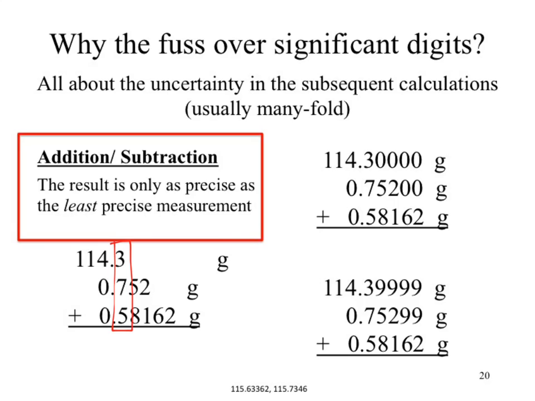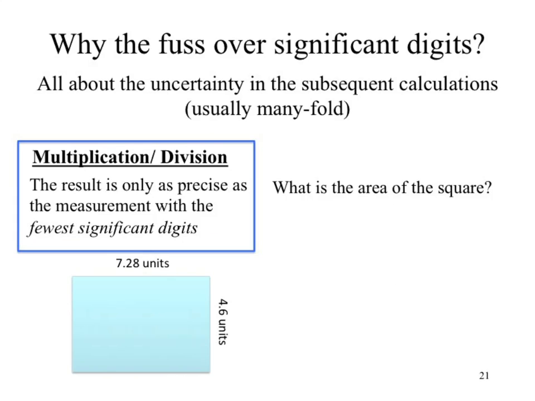Okay, what makes this even trickier? Well, multiplication and division, of course, is a different rule set. For those of you that can't see the box very well, I'm trying to draw in the box. When we deal with multiplication and division, our rule is that we have the same number of sig figs in our answer as the fewest significant digits in our calculation.